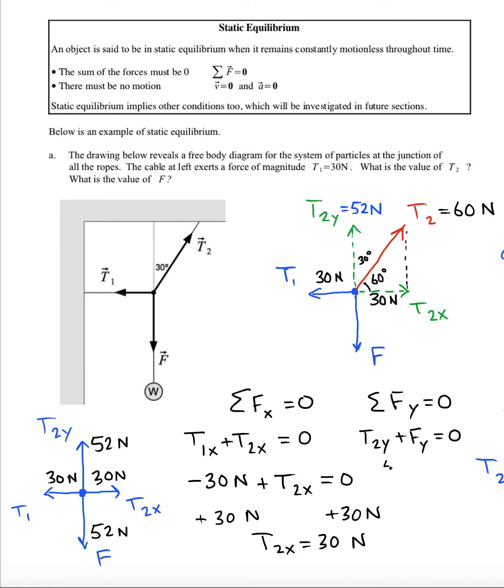So I'll put 52 newtons here. I'm going to move that to the other side through subtraction. And then we'll divide by a negative to reveal that Fy is negative 52 newtons. That's great because it tells us that the force is directed downward. And that's our final answer.